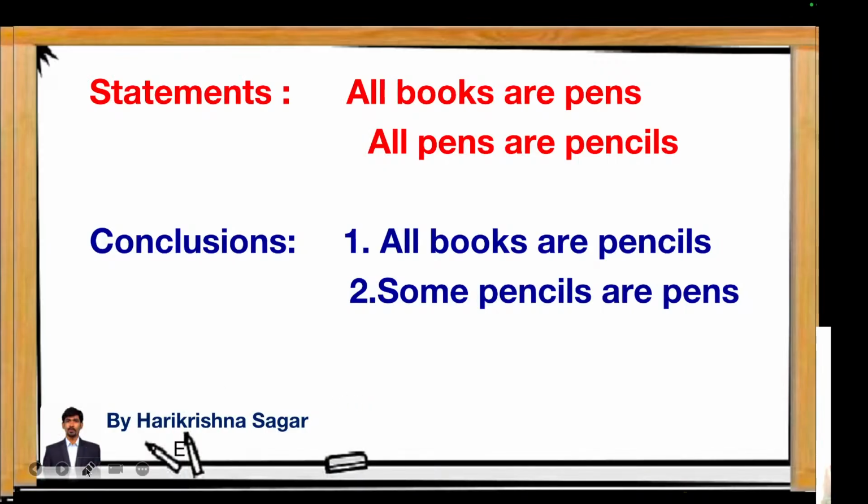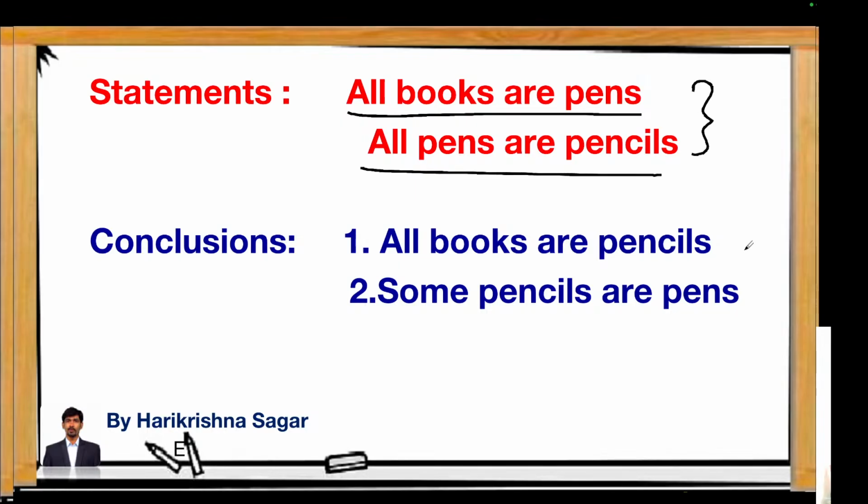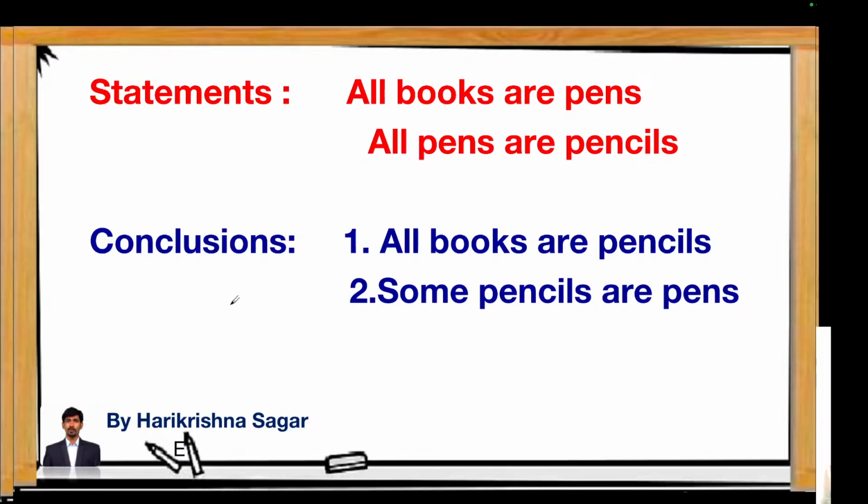I'm just taking a simple example for a quick review. All books are pens is the first statement. All pens are pencils is the second statement. Conclusions: all books are pencils, some pencils are pens. Don't read the complete sentence. Read the first statement and draw the diagram. Read only the statements, not the conclusions, because if you read conclusions initially, it is not going to be useful. It is just wasting your time. So first read the statements clearly.